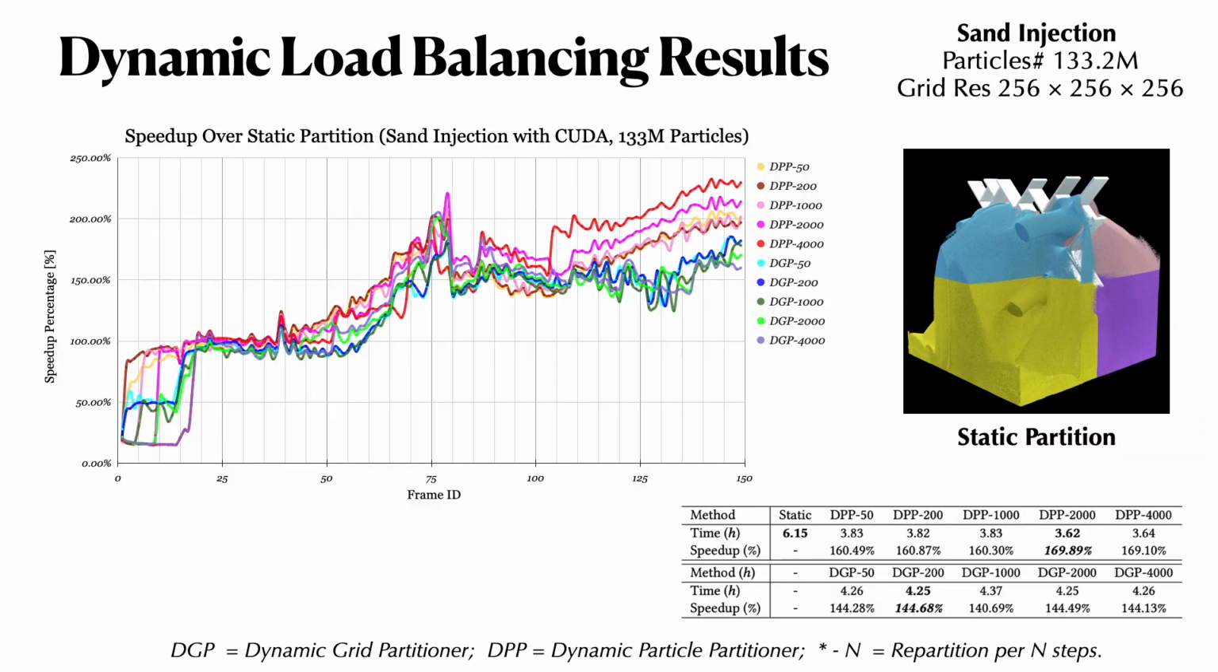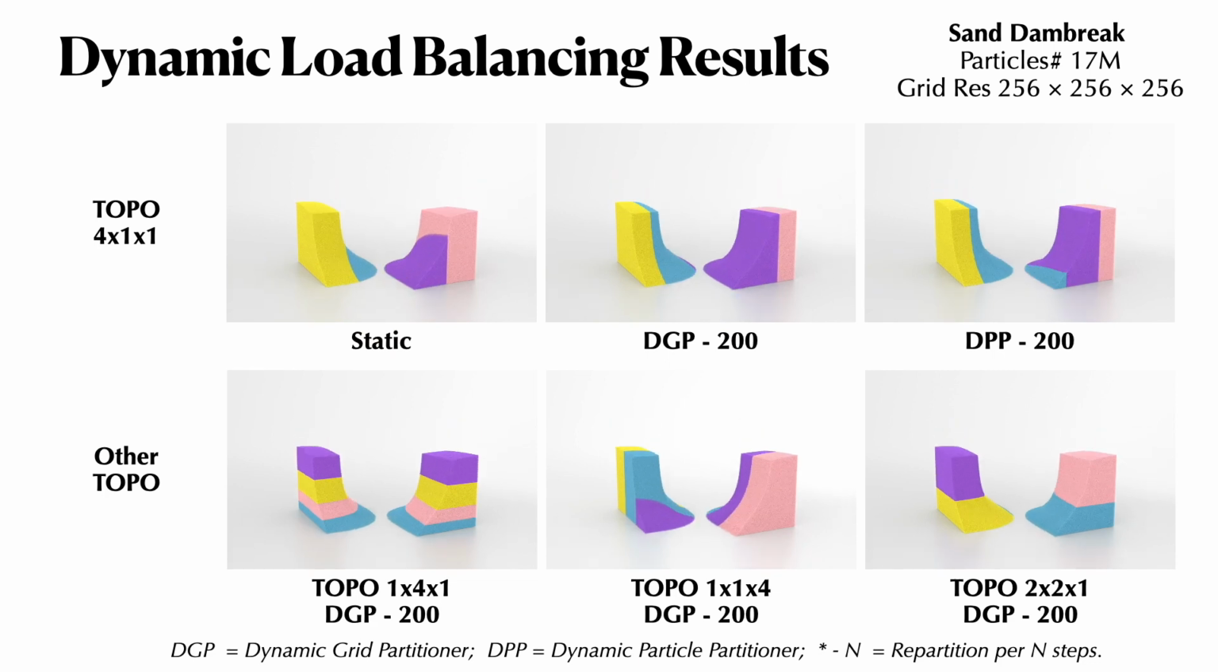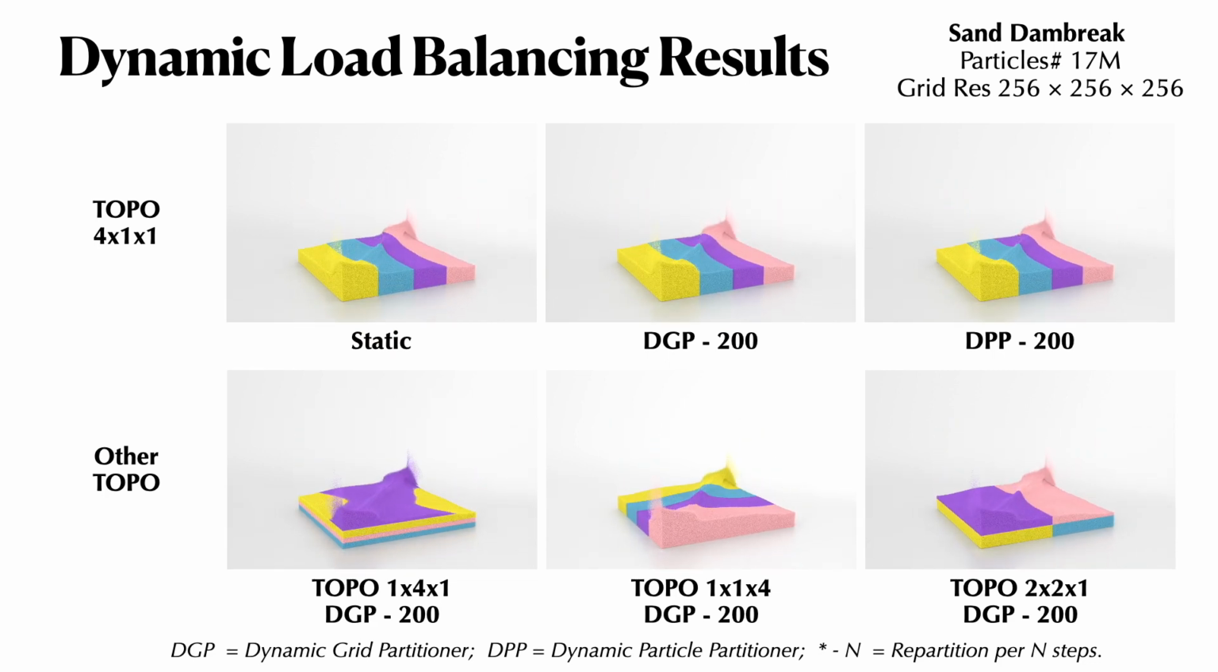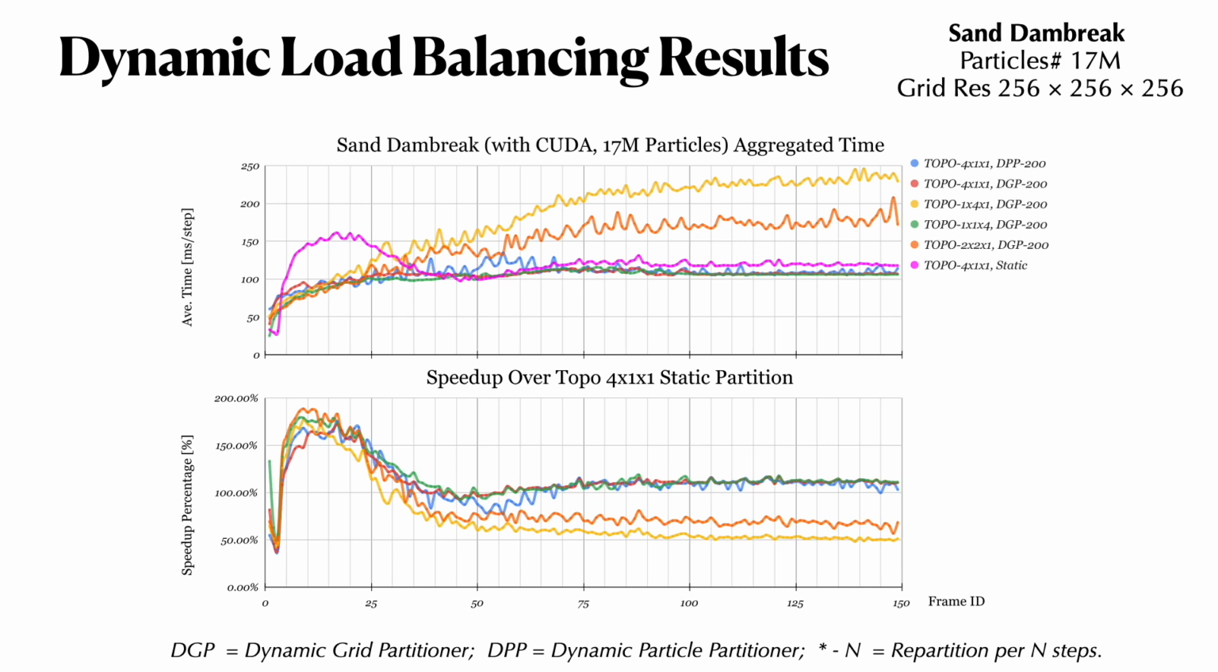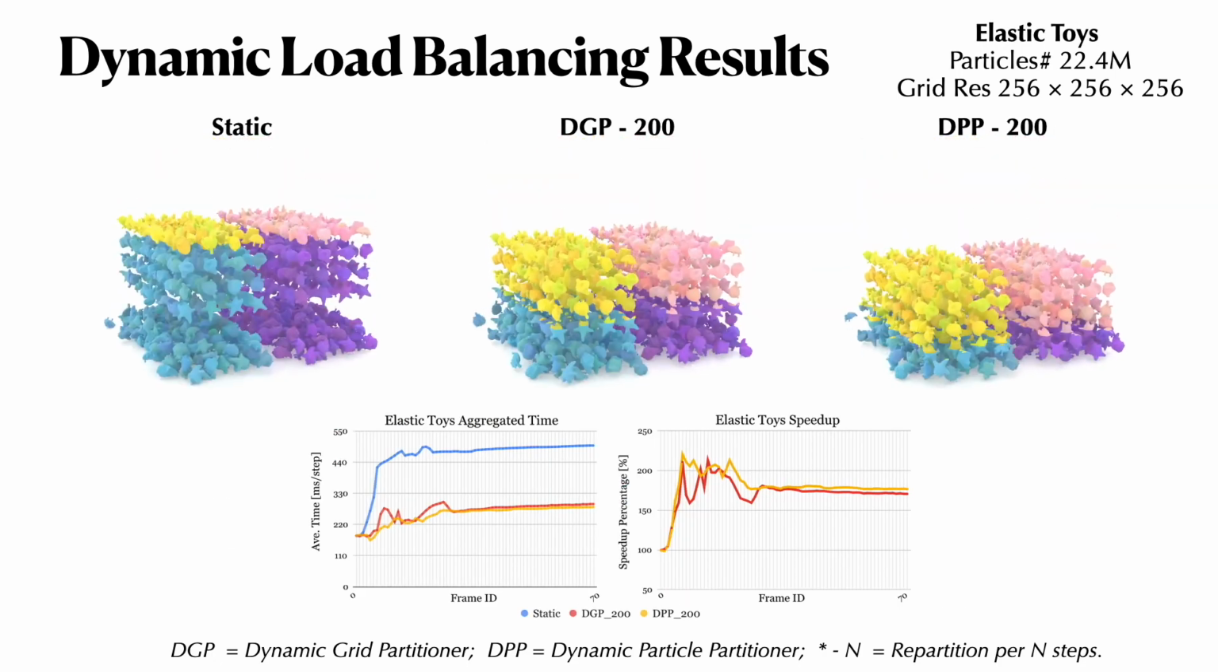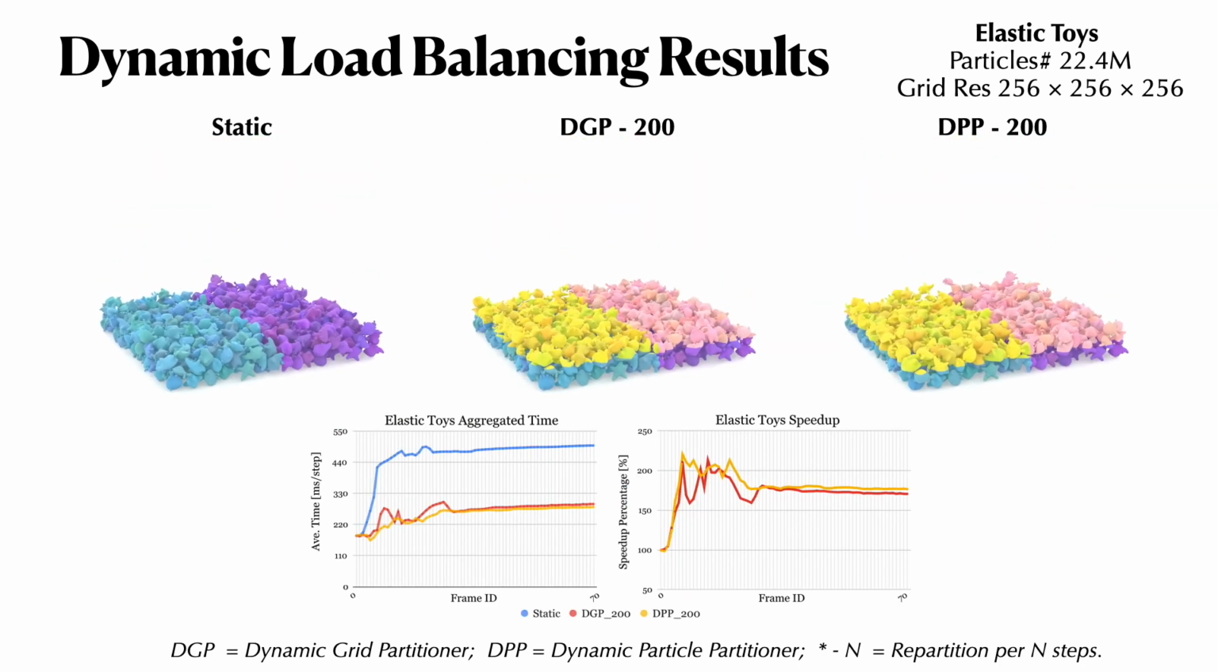Dynamic partitioning methods can accelerate CUDA computation. The particle case outstands this test. Here we compare different partitioning algorithms with multiple ways to assign MPI Cartesian rank topologies. Except for the acceleration brought by the proposed dynamic load balancing algorithm, we can also notice that MPI rank topologies can significantly influence performance and require careful initialization. Another elastic toy example also benefits from the proposed dynamic partition method.